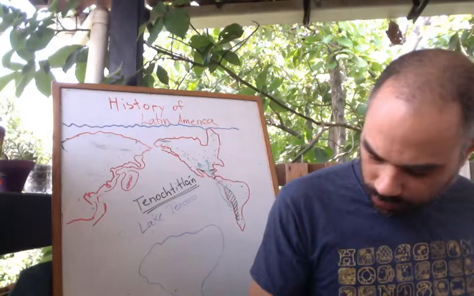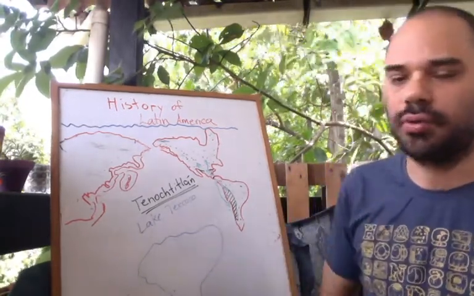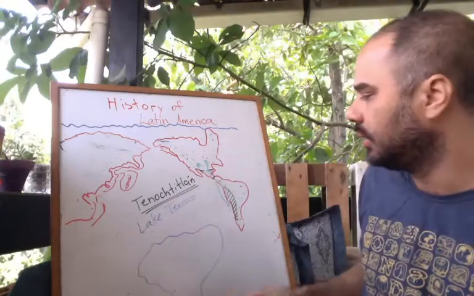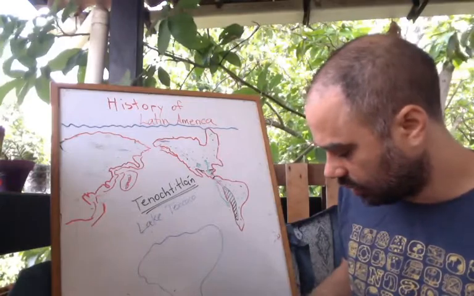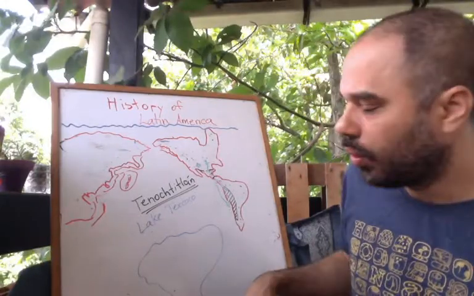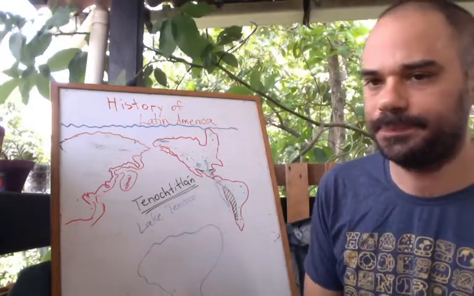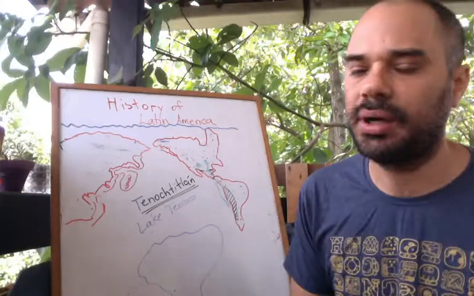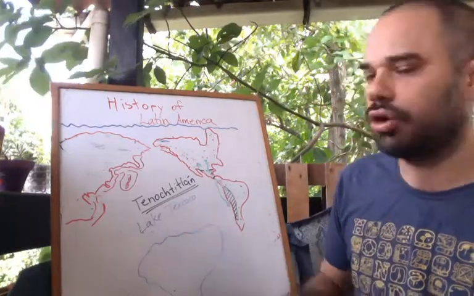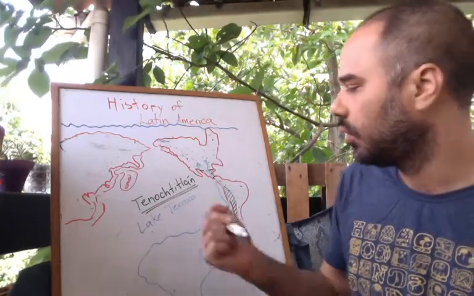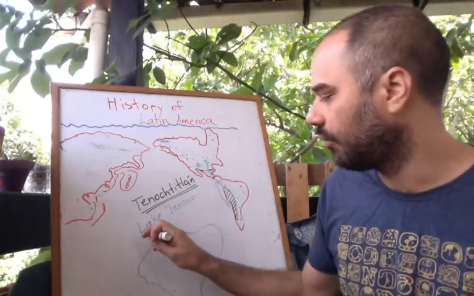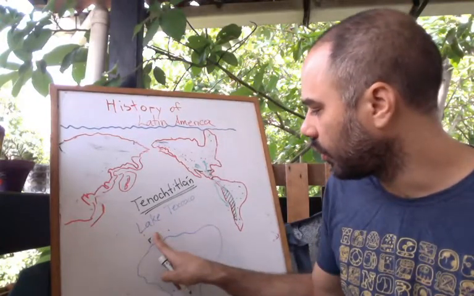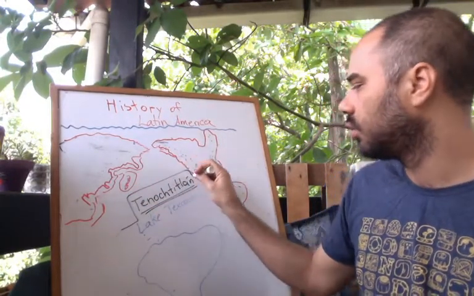Now, why can't you go to the ruins? Why can and can't you go to the ruins of Tenochtitlan? Because when the Spanish conquered Tenochtitlan, they made their capital city over Tenochtitlan. So the capital city of Mexico City, let me put it over here better. Tenochtitlan was like this.